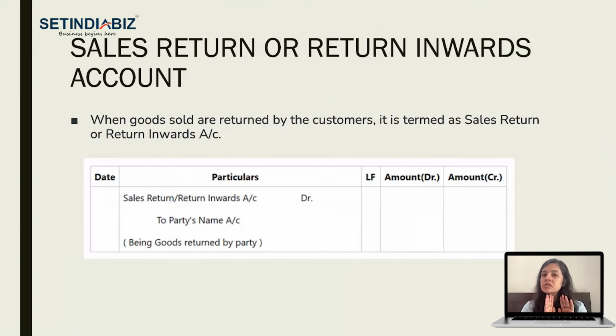Return outward means going back to the supplier. Return inward means coming back to the company. If I'm selling something to my customers and customer B says, my lot is not good and I want to return this thing to your company, so that is return inward account.